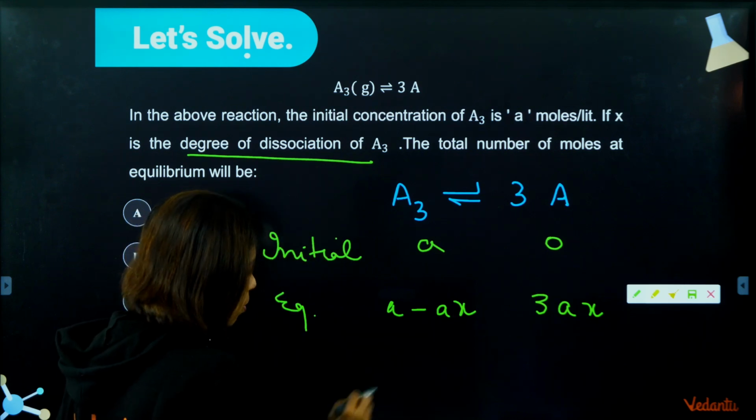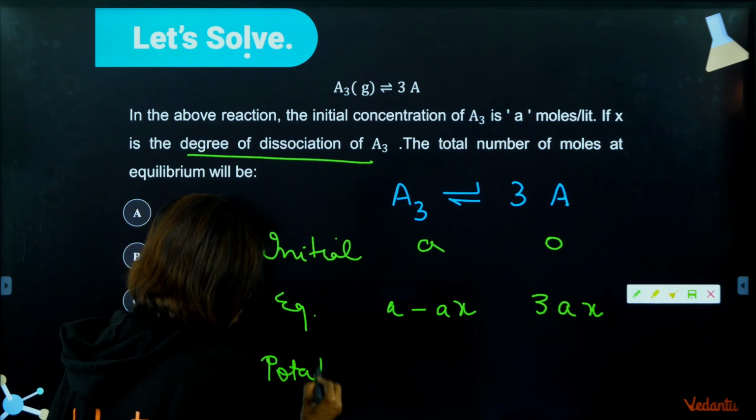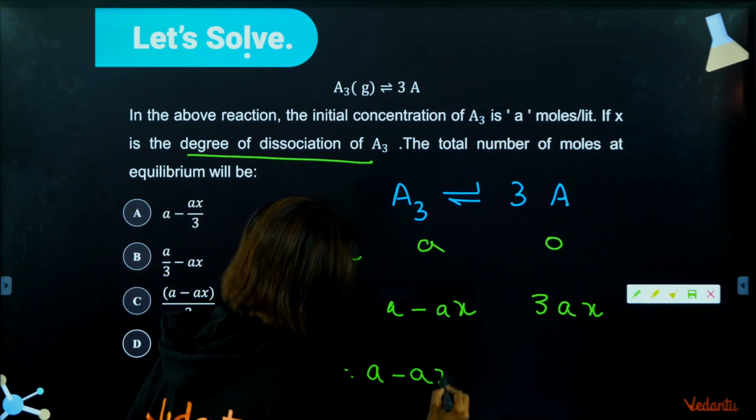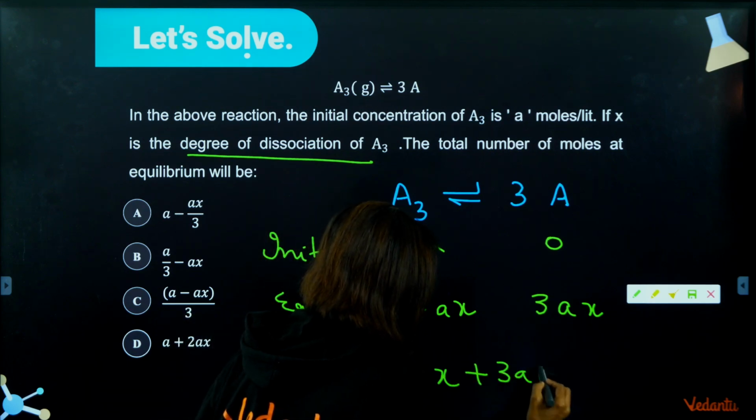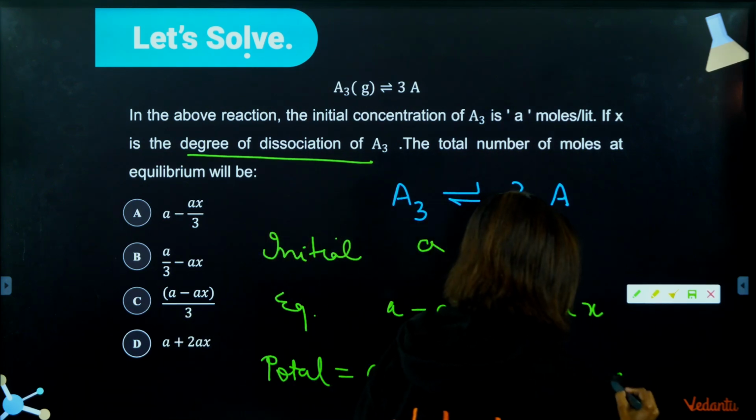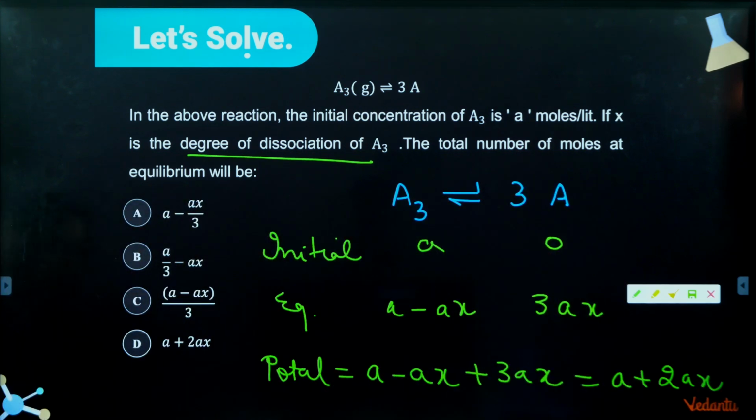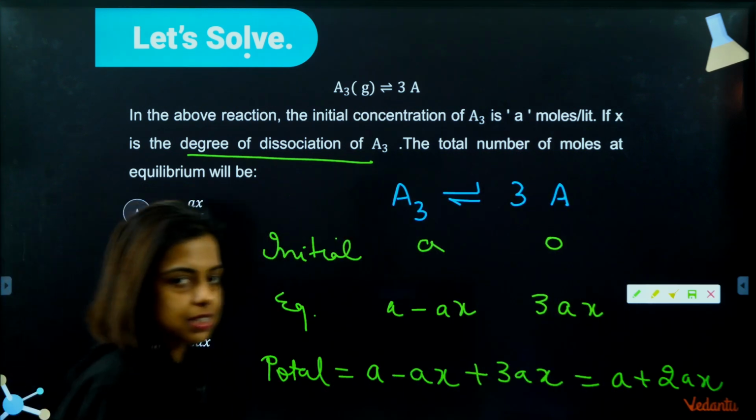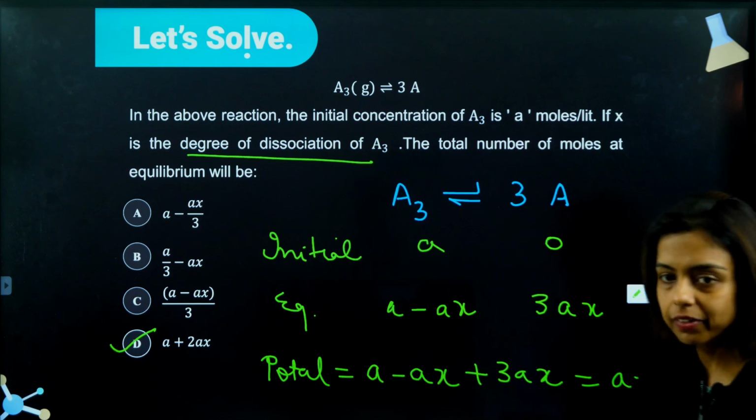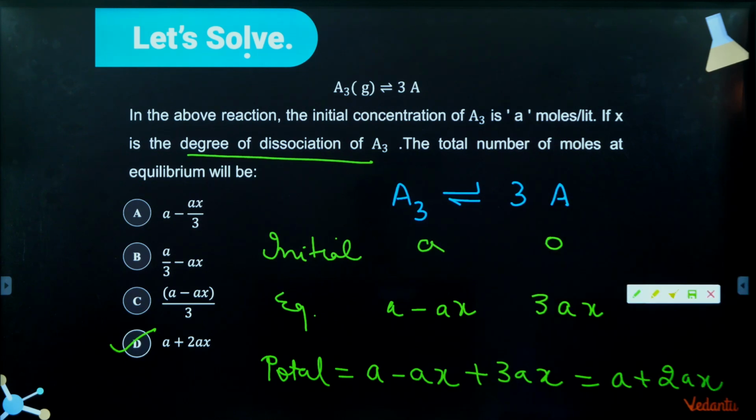Now the total moles at equilibrium. So total moles at equilibrium is moles of A3 plus moles of A, that is A plus 2AX, is the answer, right? So we'll mark our answer as D. Very simple question again. Just look at the stoichiometry of the reaction, you'll get your answer, guys.